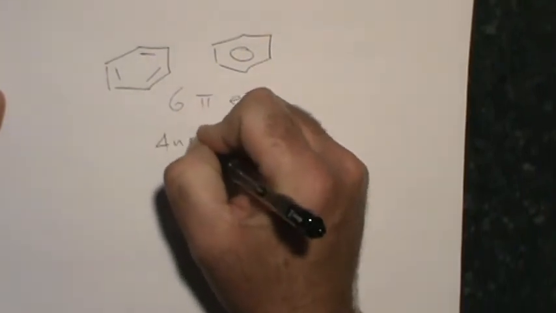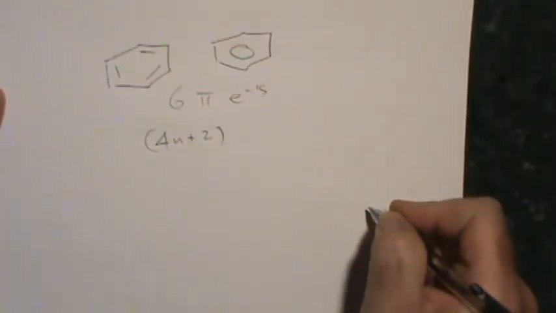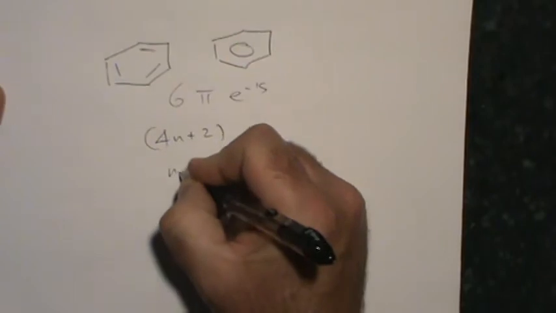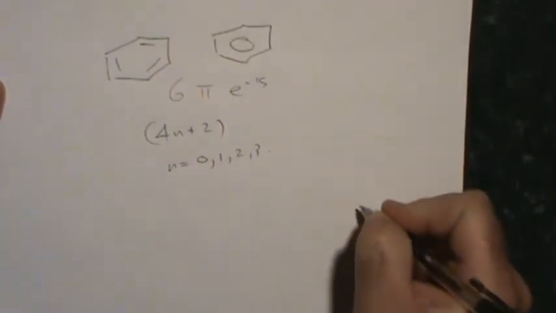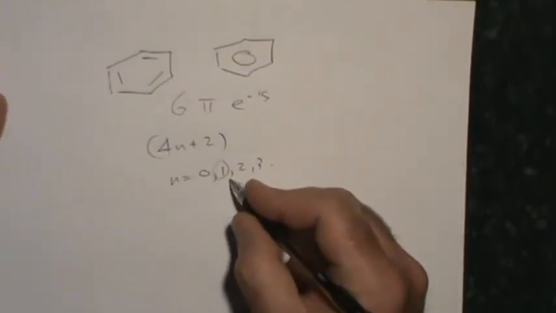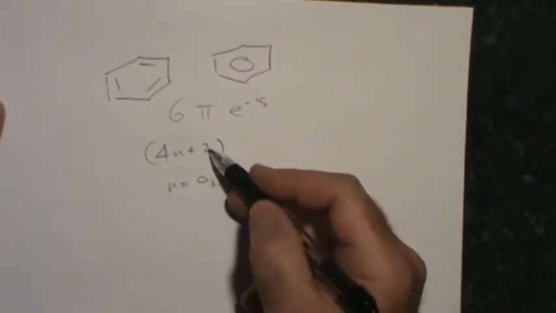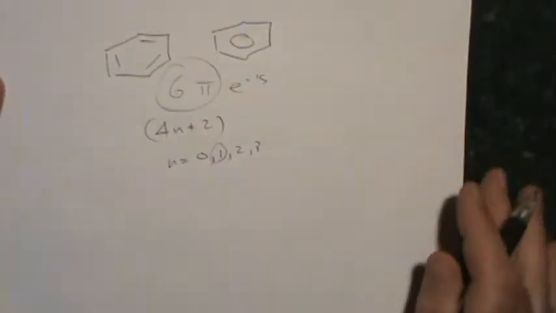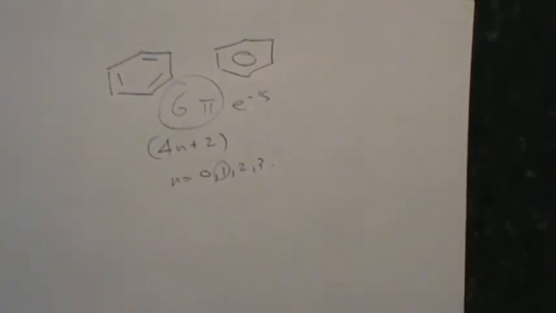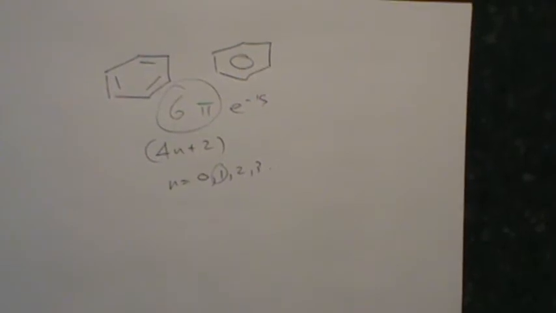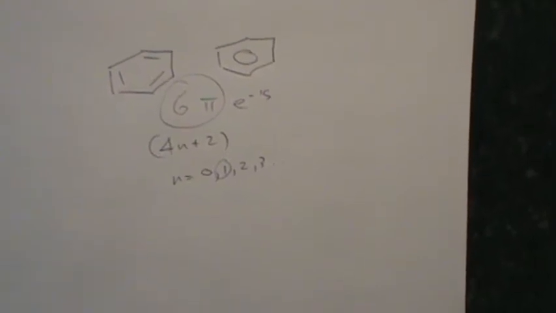That is, in fact, a 4n plus 2 number, because n can equal 0 or 1 or 2 or 3, etc. When n equals 1, 4n is 4 plus 2 is 6. 6 is a 4n plus 2 number. It's like a magic number. If you have a 4n plus 2 number associated with your molecule, it can be aromatic.